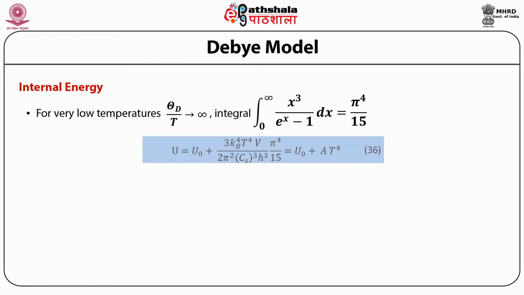Therefore, U will be equal to U0 plus 3 times kB⁴T⁴ into V divided by 2π²Cs³ħ³ into π⁴ upon 15, which is equal to U0 plus A T⁴, where A is equal to kB⁴π²V upon 10 times Cs³ħ³.